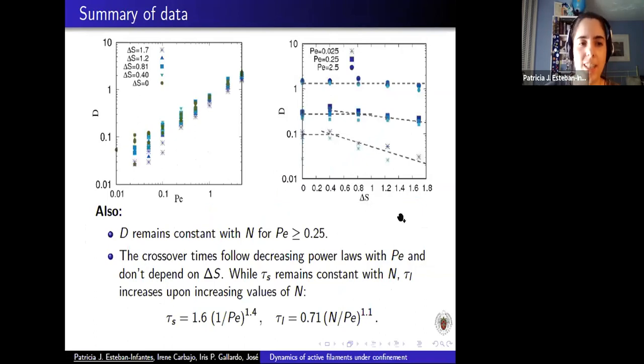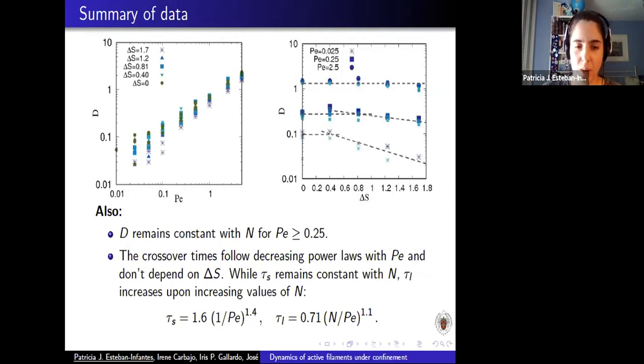What we found about the diffusion coefficient is that it followed a power law with the active force, and that it remained constant with the number of monomers, at least for the Peclet values that we were able to explore. We also found that the diffusion coefficient decreased with the entropic barrier above a certain threshold. And this is because the entropic barrier makes it difficult for the polymer to pass through the bottlenecks of the channel. And this effect is less visible the larger the Peclet values. So the threshold of entropic barrier is larger for larger values of Peclet.